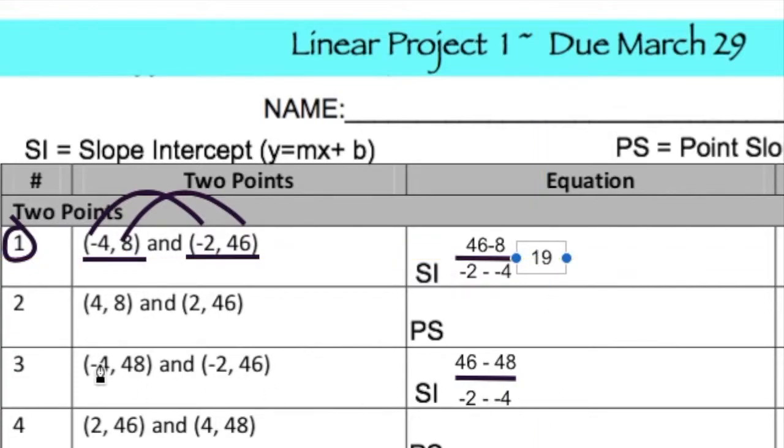Okay, let's take a look at line number 3. I took 46 minus 48 in the numerator, which is negative 2, and in the denominator, negative 2 minus a negative 4, which is a positive 2. So I have negative 2 over positive 2, which is a slope of negative 1.